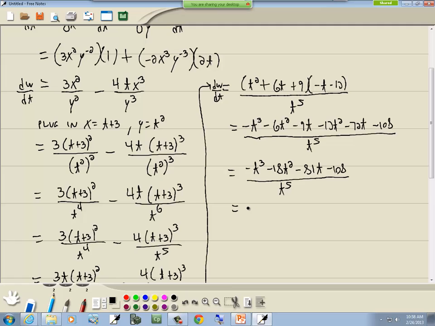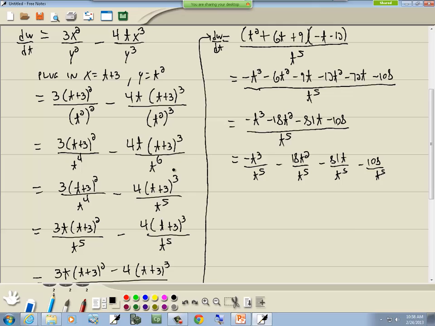Well, now I can split these into separate fractions. So I got negative t to the third over t to the fifth minus 18t squared over t to the fifth minus 81t over t to the fifth minus 108 over t to the fifth, which gives us negative 1 over t squared minus 18 over t to the third minus 81 over t to the fourth minus 108 over t to the fifth.